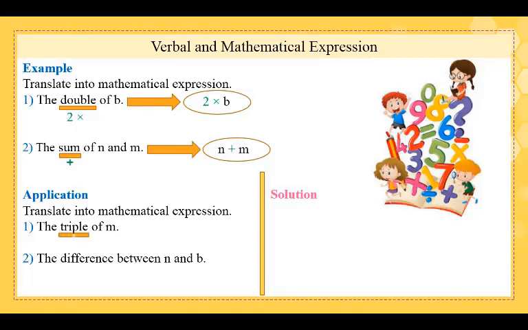The triple of m. Triple means 3 times. So the answer is 3 times m. The difference between n and b, difference means the answer of subtraction operation, so the answer is n minus b.